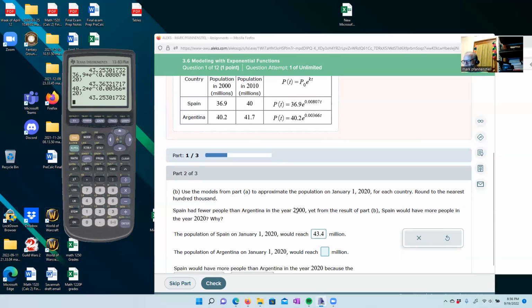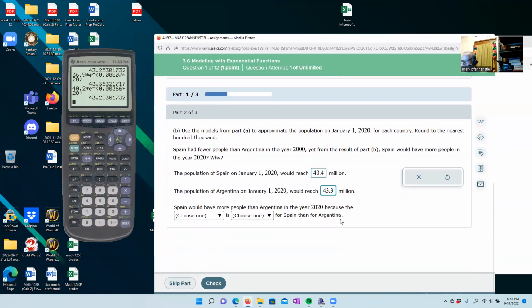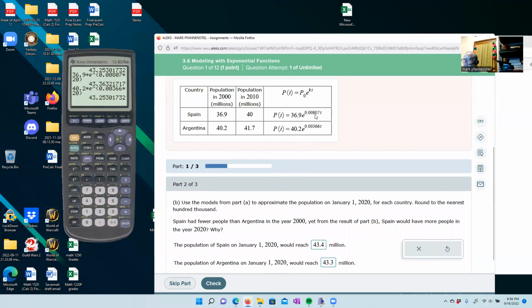42.3. So we have 43.3. Okay, so that's our thing. So Spain would have slightly more people. Spain has more people than Argentina because the growth rate is a little bit higher, right? So what's going on here? So this growth rate is 0.008, 0.003 for Argentina.